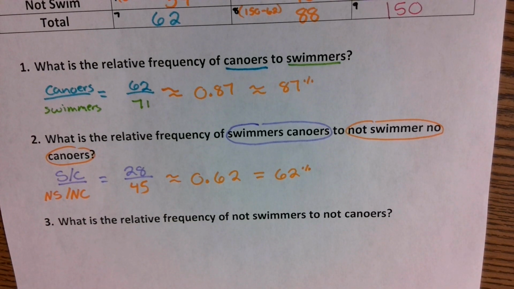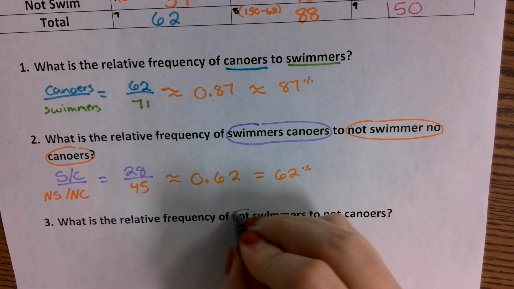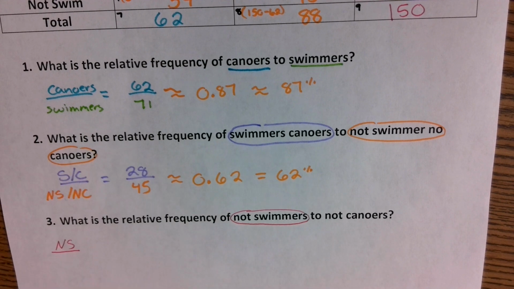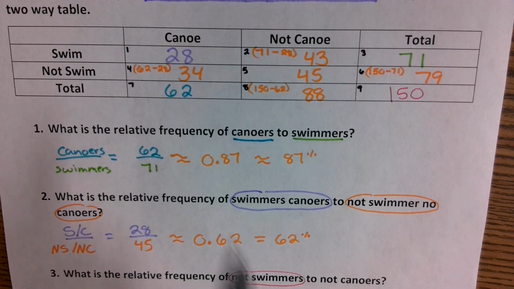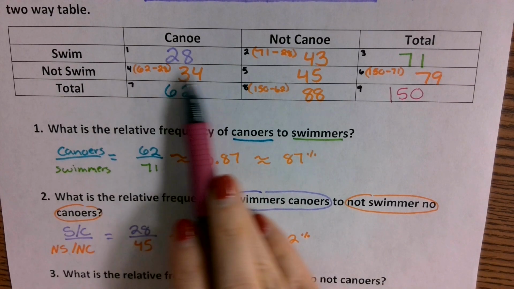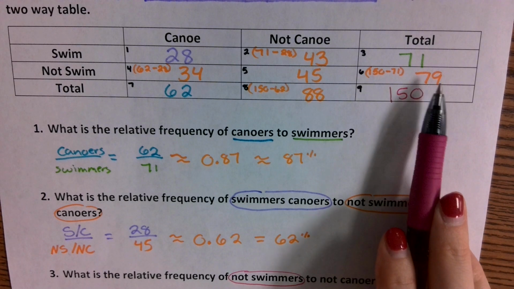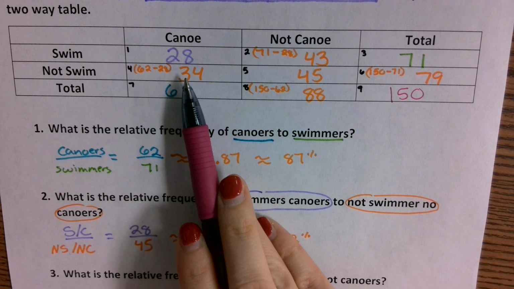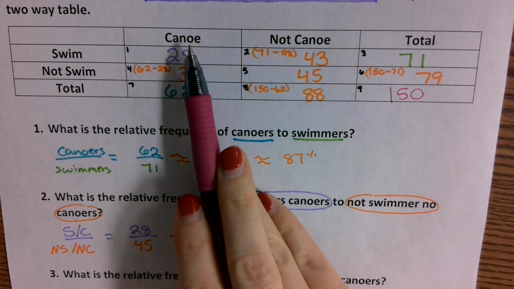What is the relative frequency of not swimming to not canoeing? So no swim whatsoever, no canoeing whatsoever. So no swimmers. How many people did not swim at all? Not swim at all. 79. Not swim, 34. That represents they did not swim, but they canoed.